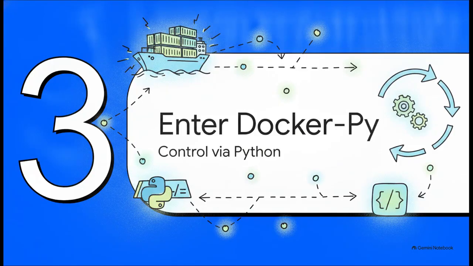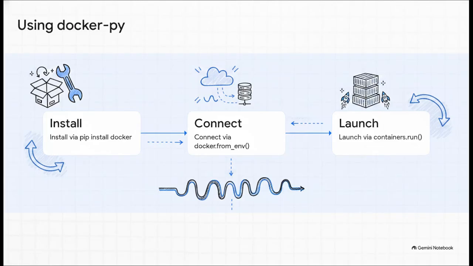Okay, part three, enter Docker Pi. We've got the theory down, so let's get to the fun part. How do we actually take control of this using Python? We're going to directly command Docker using the Docker Pi library. You'll notice the workflow here feels really familiar. It's just like the cloud client patterns we saw with Boto3.